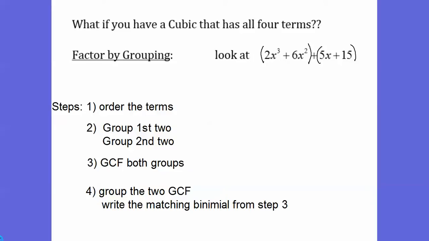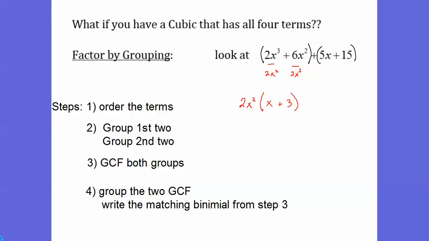I erased part of my grouping there. If I were to divide this and this both by the value of 2 and by x squared, what I would arrive with would be 2x squared out front. This would leave just x, and this would leave a positive 3.